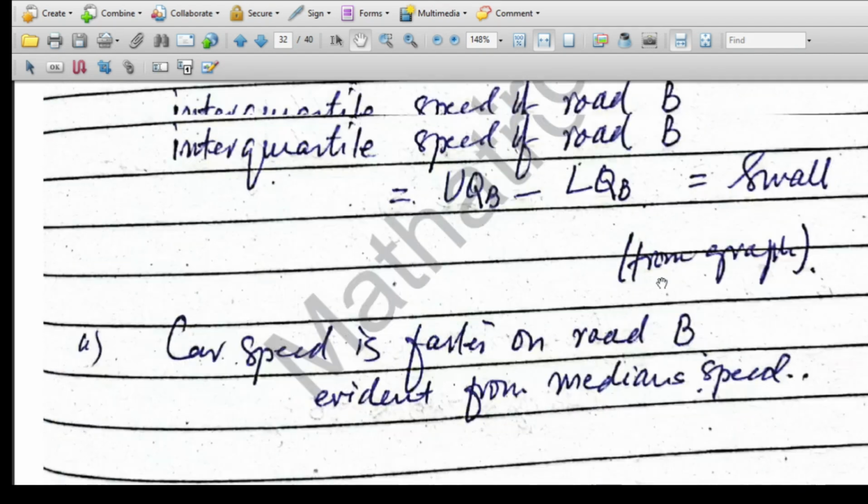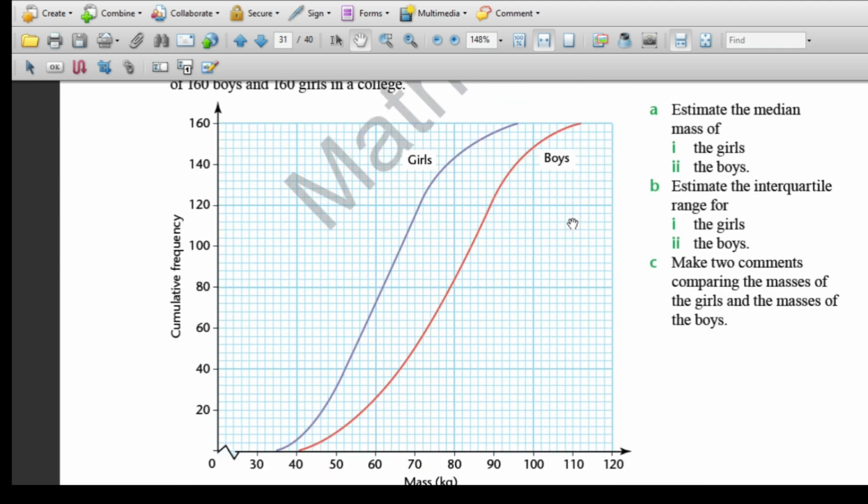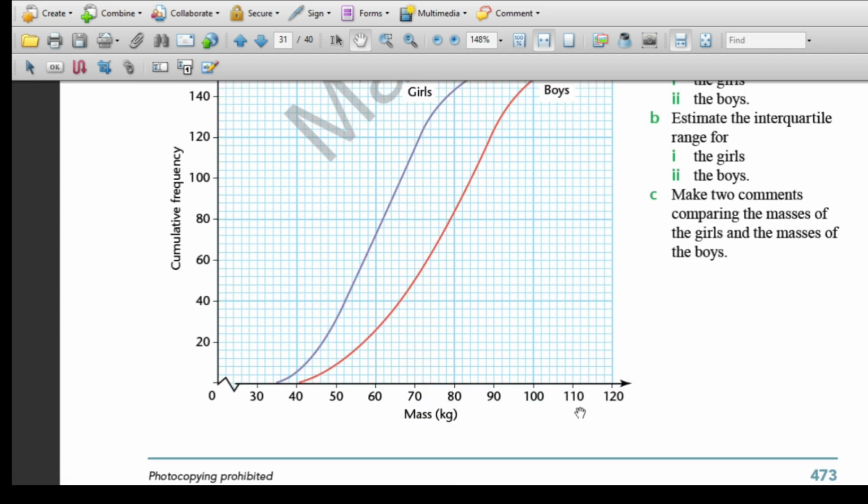In question number 5, we are given cumulative frequency diagrams showing the distribution of the masses of 160 boys and 160 girls. So the cumulative frequency is 160 for both boys and girls, and here we have the masses, the weight measured, of the girls and boys.